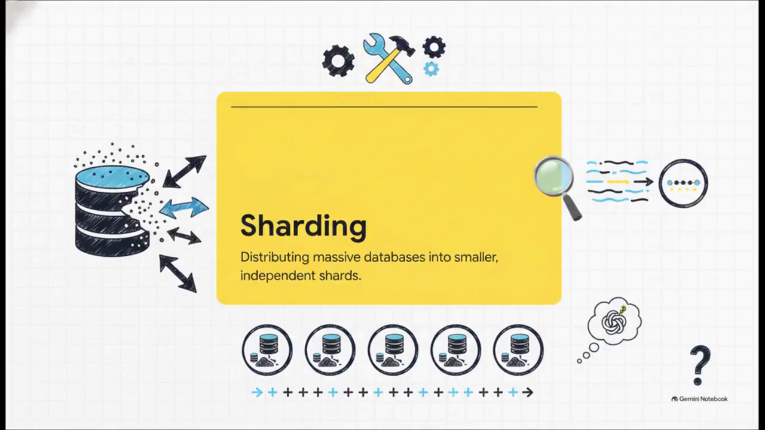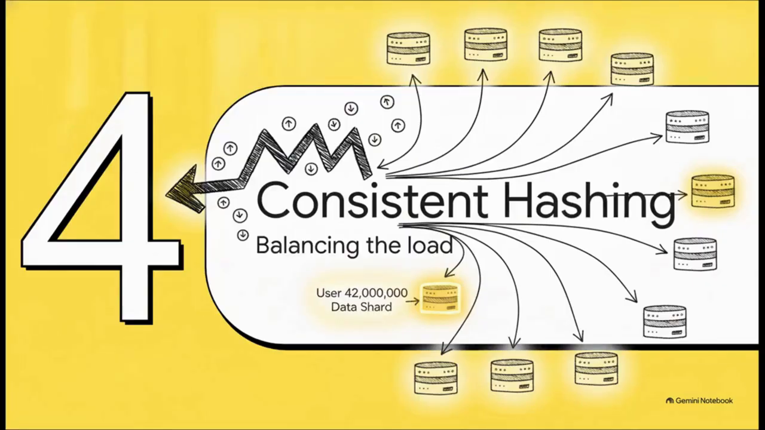This allows your op to scale almost infinitely. You just keep adding more shards as your user base grows. But you know how it goes in system design? Solving one problem usually introduces a brand new one. Section 4, mastering consistent hashing, traffic control.